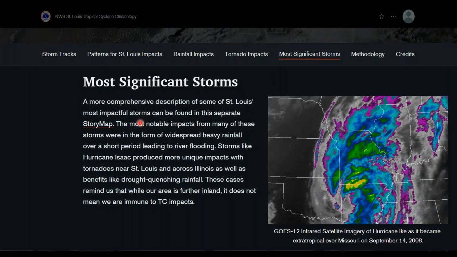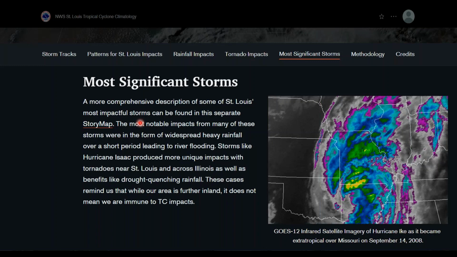That being said, this TC climatology page itself was pretty broad-stroked, I would say, in terms of discussing the more intimate impacts to our area, specifically in terms of just the higher end cases.